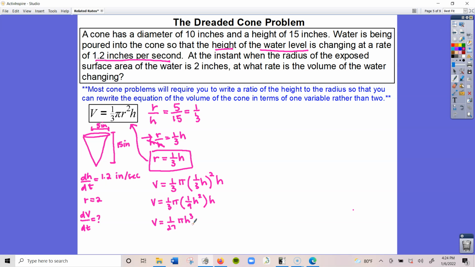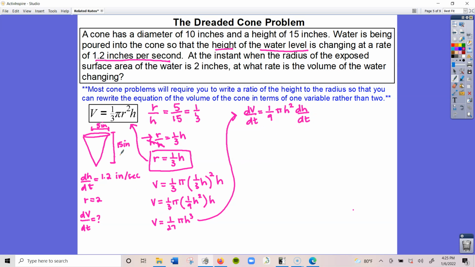At this point, we are now going to do what we've been doing with the other questions. We are going to differentiate it. So dV/dt is going to equal, I apply my power rule here, so 3 times 1/27 would be 3/27, which can be simplified to 1/9 pi h squared times dh/dt.